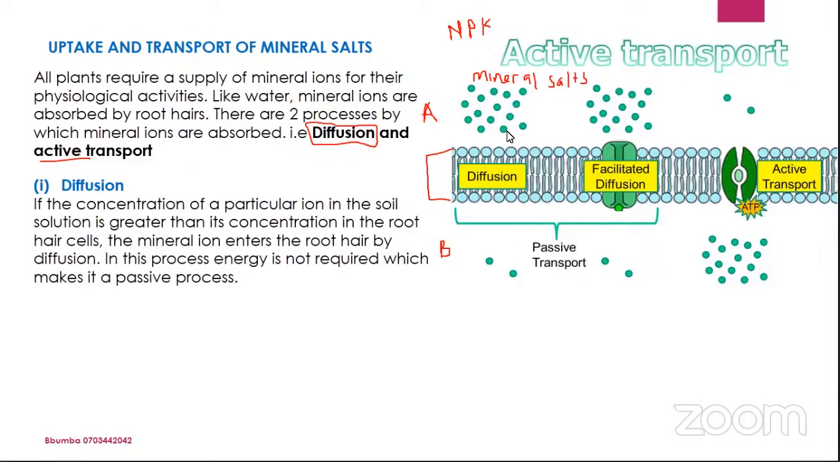So that means if diffusion is to occur, whether facilitated or the normal diffusion, the concentration has to be different across the membrane, and it has to be down the concentration gradient. That is from a region of higher concentration of the molecules to a region of low concentration of the molecules. So if the concentration of a particular ion in the soil solution is greater than its concentration in the root hairs, that is, now this side would be the outer, and this side of the membrane will be the inner part of the root hair cell.